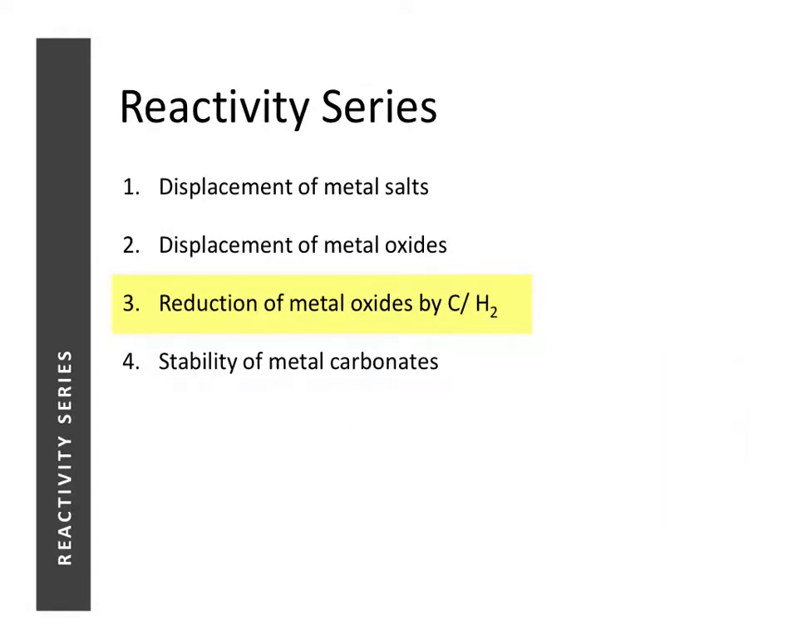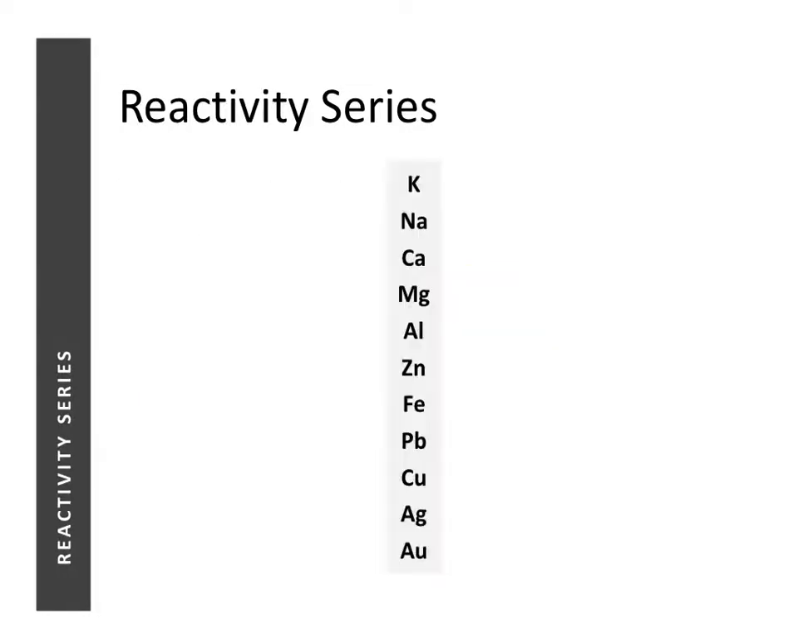Now the third thing that we can use the reactivity series for is to predict whether the oxide of a particular metal can react with carbon, or whether they can react with hydrogen. Okay, let us look at it in greater detail. Now let us look at the reactivity series again. In this reactivity series, the markers are not shown, so let me just draw them in. We have carbon over here, and then we have hydrogen.